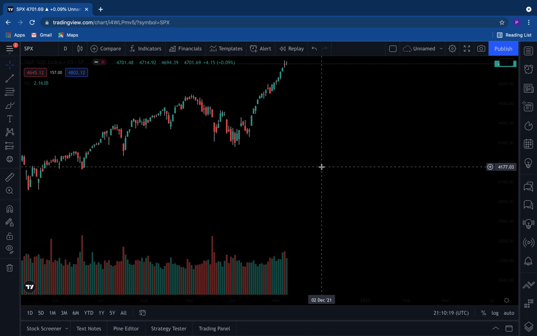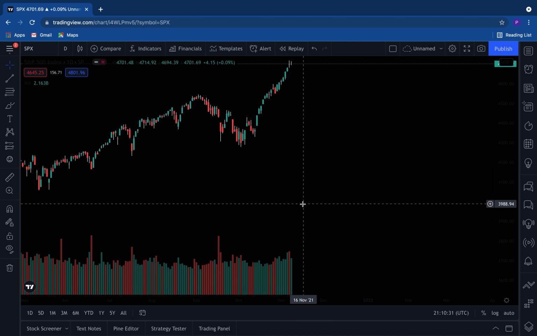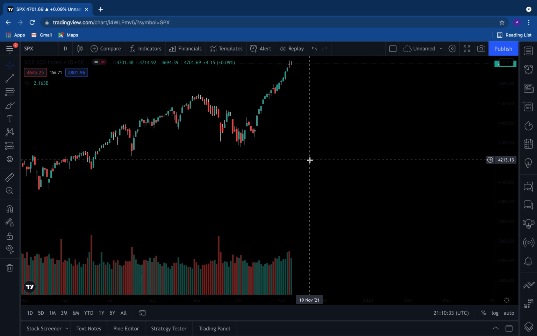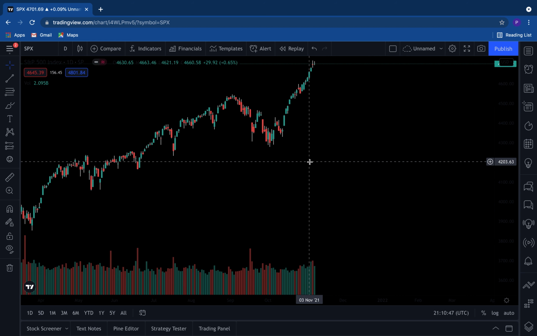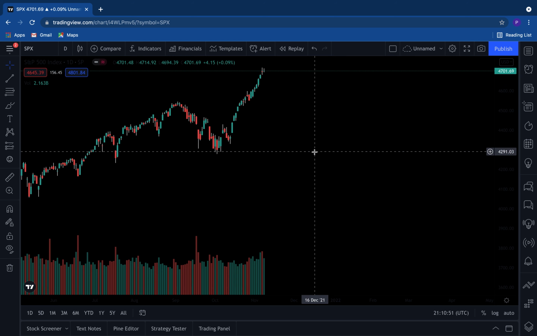Okay, so before we can jump into plotting support and resistance levels, I need to tell you guys what support and resistance levels are. Now, in the most simple way, support and resistance levels are basically certain levels where these levels attract buyers and sellers to either reject or sell, or bounce or buy, right? So these levels could be any levels, right? You just need to plot them.